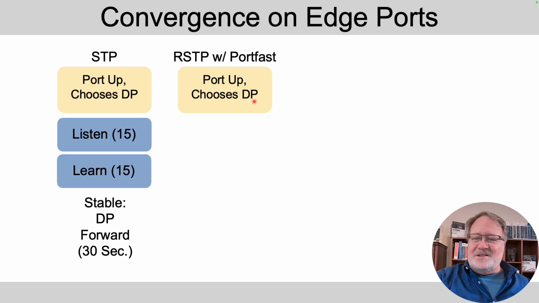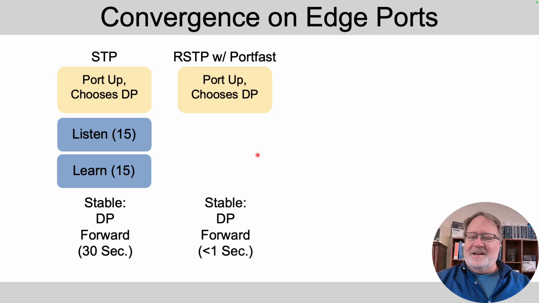Spanning tree decides to make that port a designated port. So none of this waiting stuff. Immediately it's placed into a forwarding state. It's sub-second. So not a 30-second wait, less than 1 second wait to reach a forwarding state.